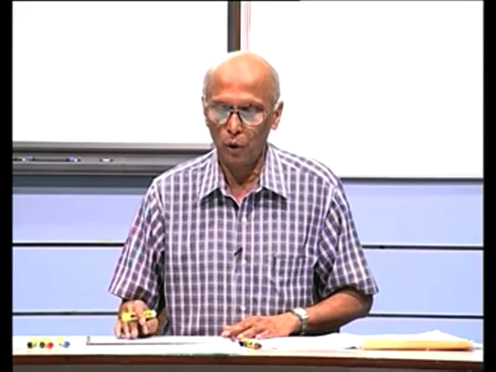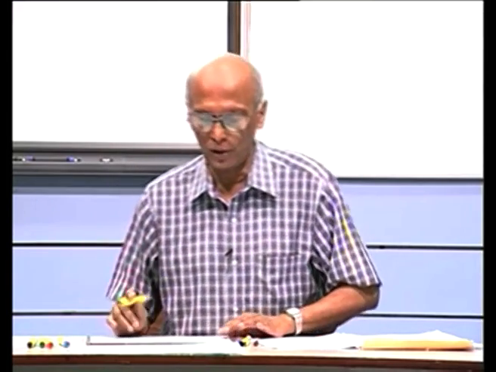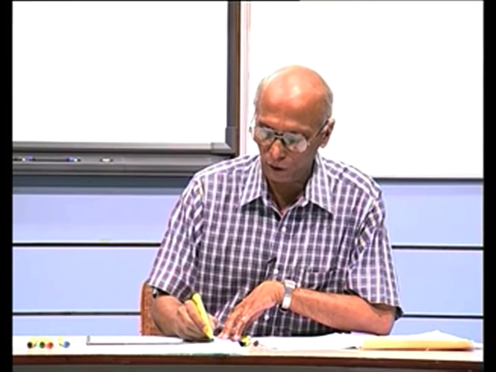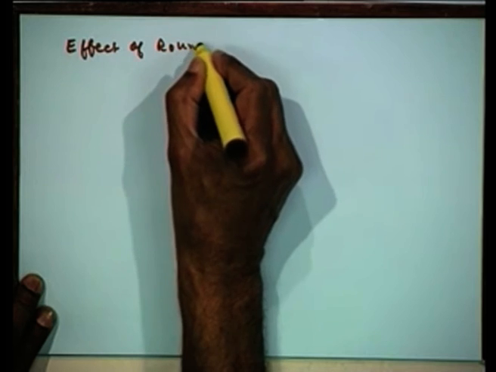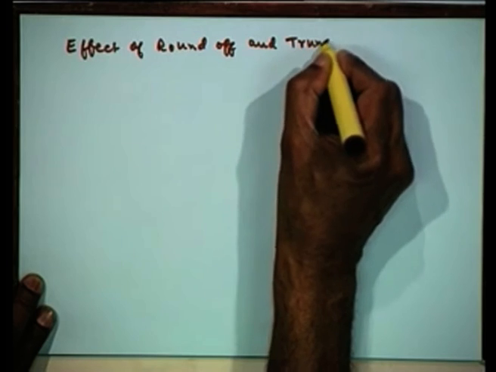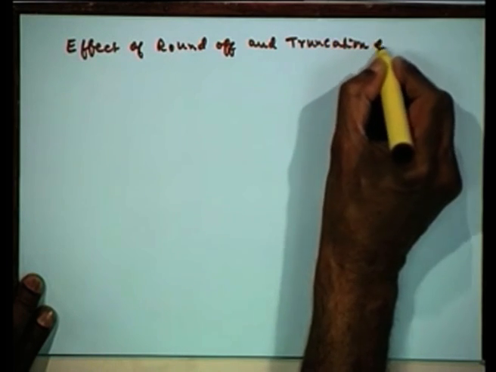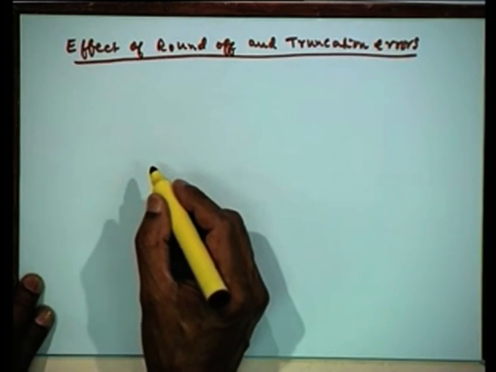Now, we have been commenting in the last lecture that numerical differentiation could be an unstable process, and the reason is that the round off errors can seriously affect these computations. What do we mean by this? Let us just see, let us say what is the effect of round off errors, and the other error, that is truncation errors. The effect of round off and truncation errors.